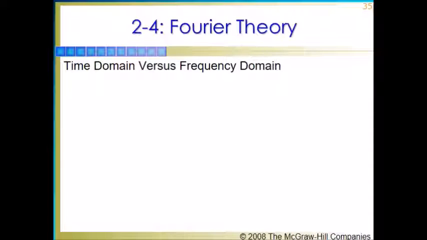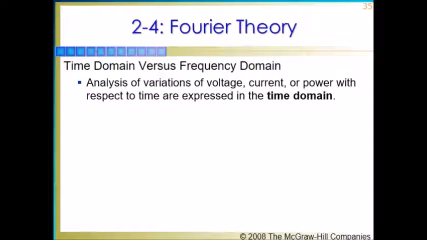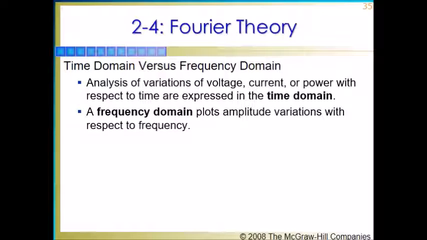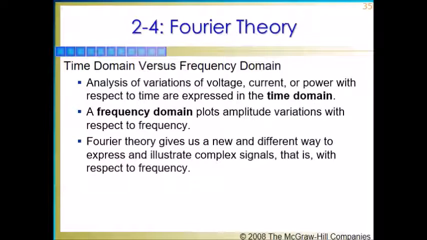Time domain versus frequency domain. Most of the signals and waveforms that we discuss and analyze are expressed in the time domain. That is, they are variations of voltage, current, or power with respect to time. A frequency domain plots amplitude variations with respect to frequency. Fourier theory gives us a new and different way to express and illustrate complex signals. Here, complex signals containing many sine or cosine components are expressed as sine or cosine wave amplitudes at different frequencies. In other words, a graph of a particular signal is a plot of sine or cosine component amplitudes with respect to frequency.